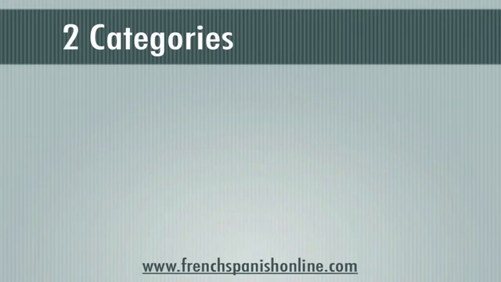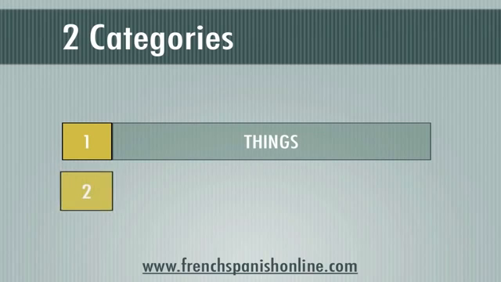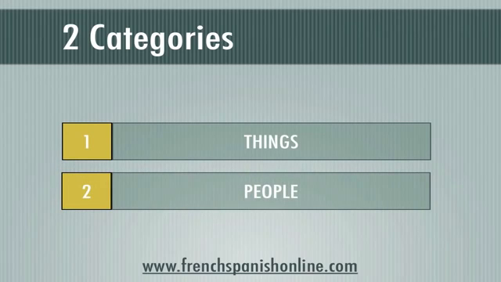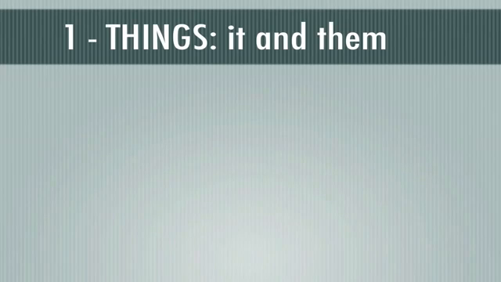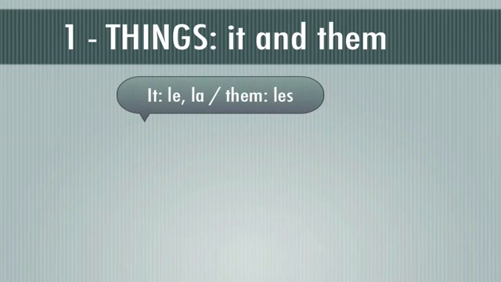In French, unfortunately, we have more than one category to translate these pronouns. We have one for things and another one for people. And in the second category, we have three subcategories. So let's start with things. In English, it's easy. We have two pronouns, it and them.